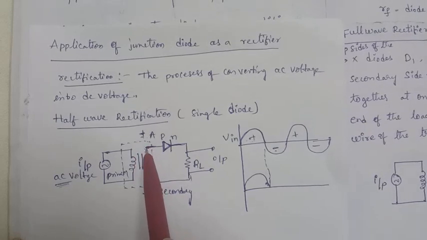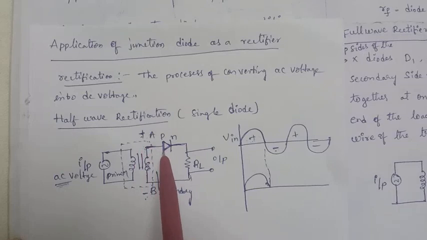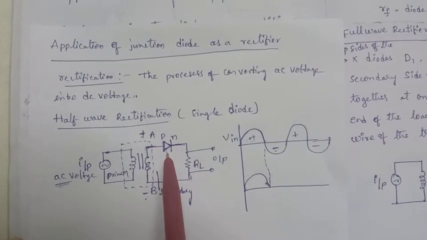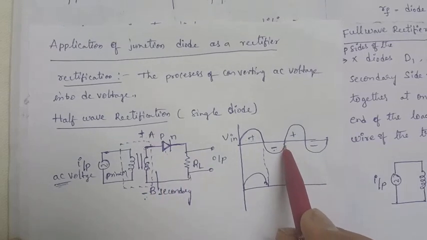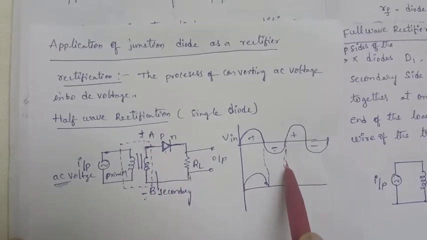So A is negative, which means the negative terminal is connected to P, so the diode is in reverse bias, and it will not conduct. At that time we are not getting any output.